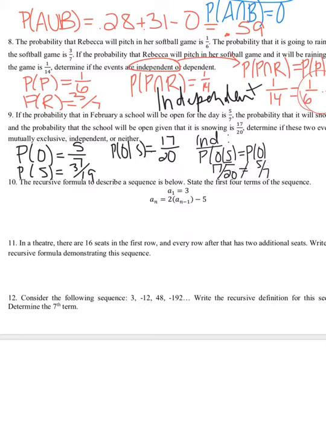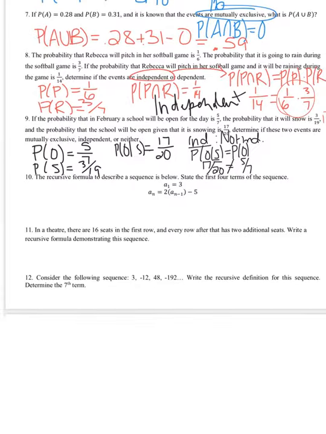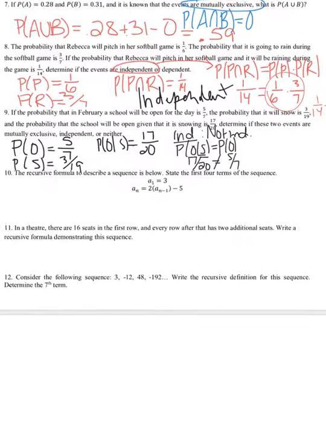These two things are not equal. So these are not independent. In order for two things to be independent, one event has no effect on the other. It's an individual event, right? Think, if you were to describe yourself as independent, what would that mean? That would mean you don't rely on anybody else. Okay? And then mutually exclusive.